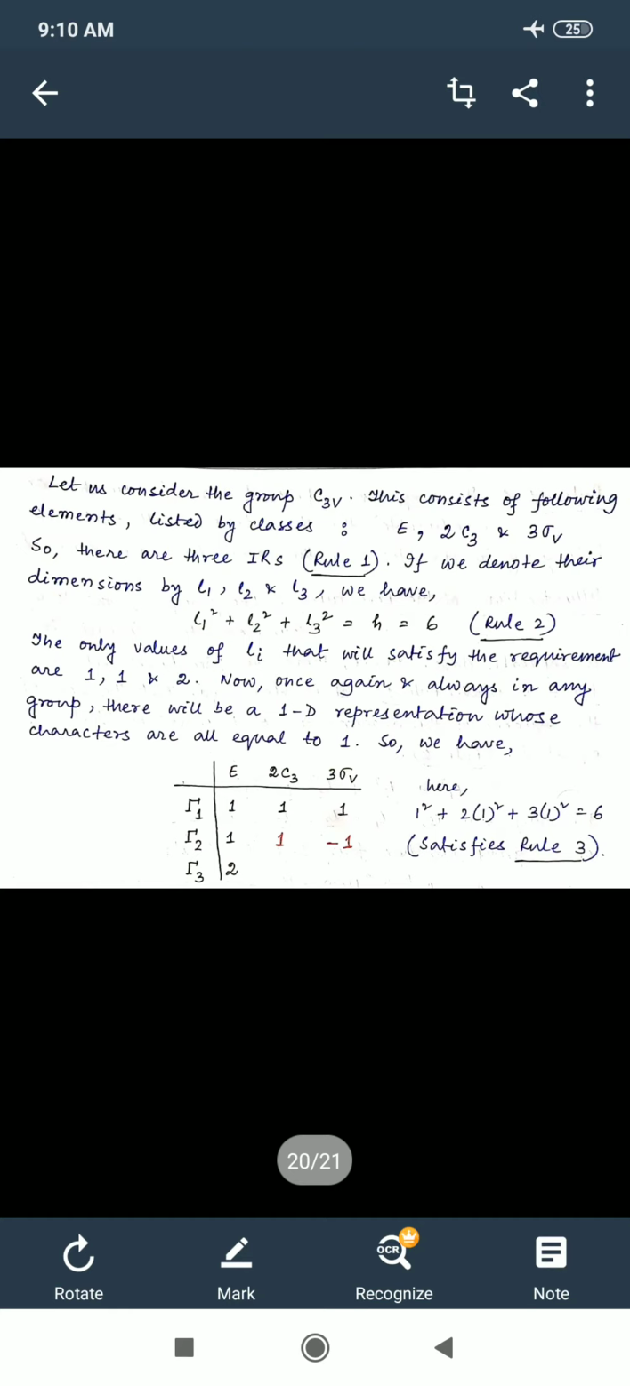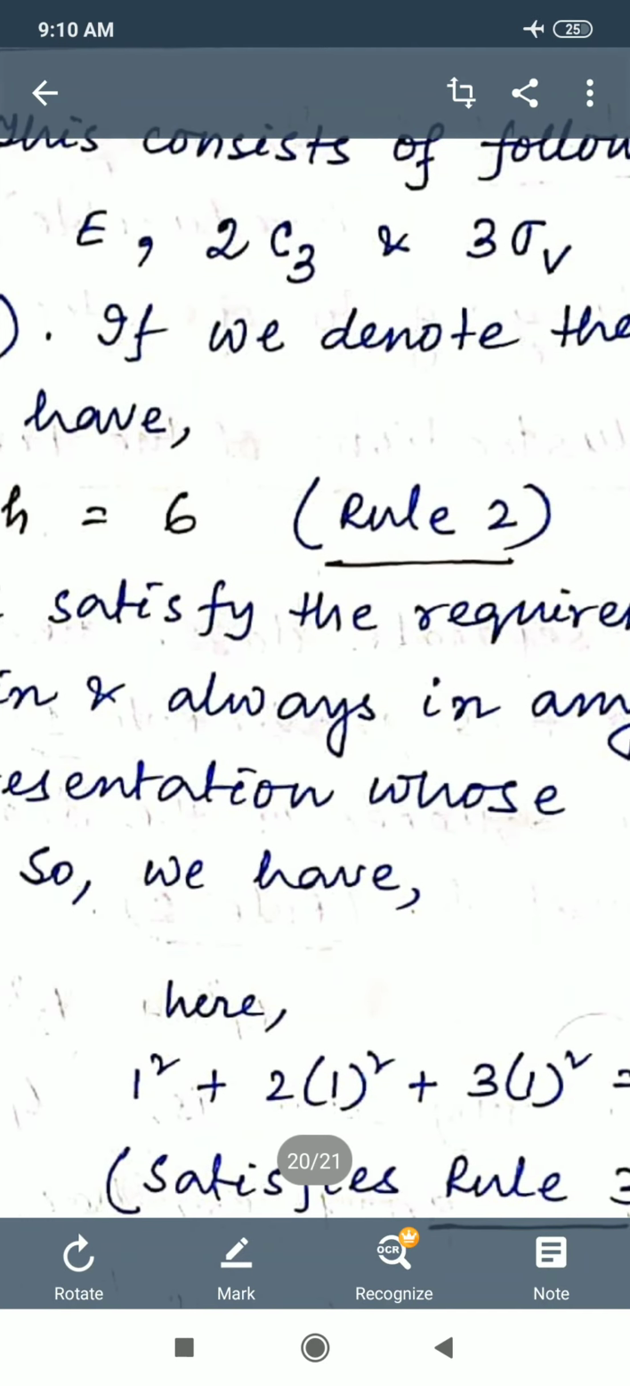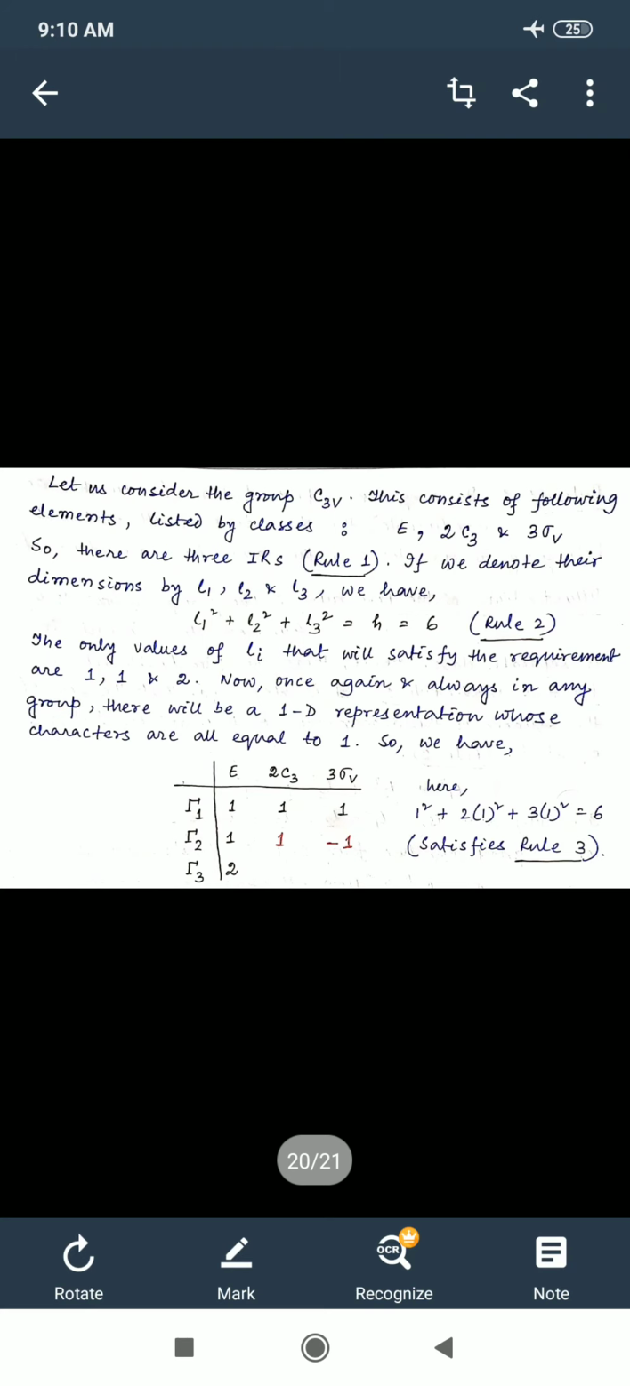Next, I am coming to our next example. Let us consider the group C3V. I am coming to our next group, that is our C3V. So this consists of the following elements. What are these elements? That is E, 2C3 and 3 sigma V. We know that in the case of C3V, the symmetry elements are E, C3 and sigma V, but C3 occurs 2 times and sigma V occurs 3 times.